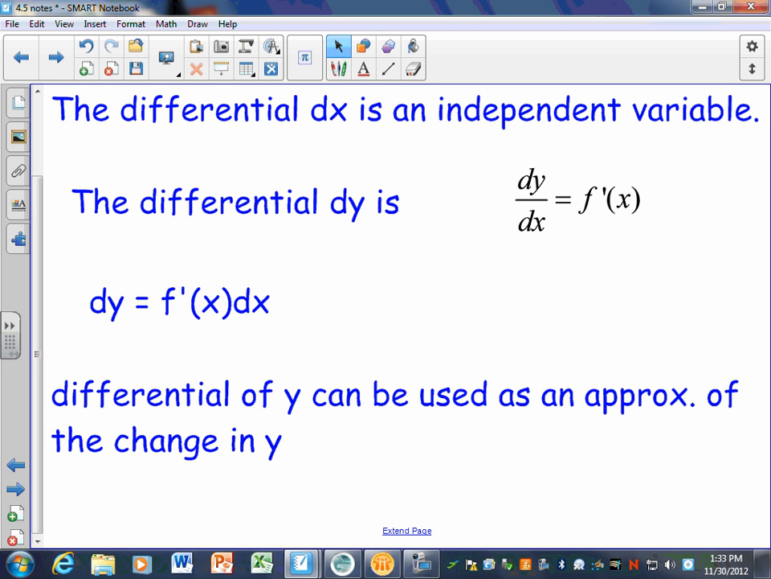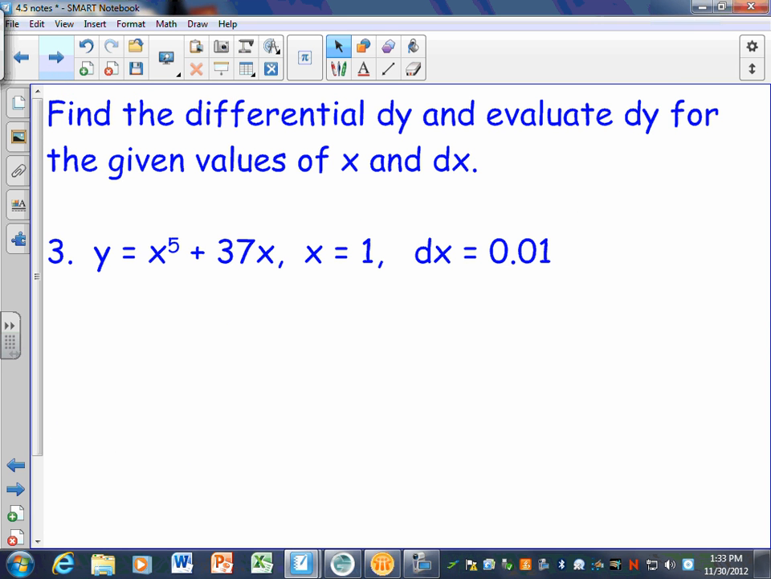And there's really two different types of problems that they're going to give you. One type is they're going to actually give you a value for dx that you plug in and get a decimal, and the other type of problem is just practicing writing differential equations. So here's the one where you actually approximate. It says find the differential dy and evaluate dy for the given values of x and dx.